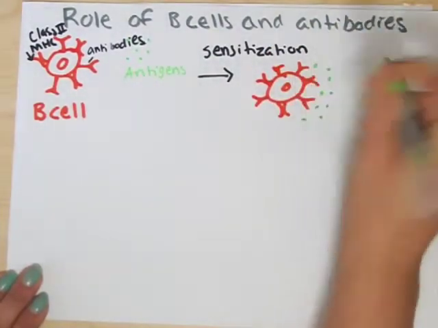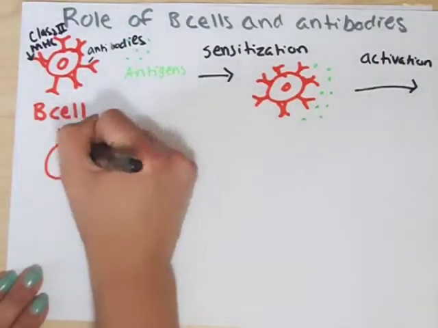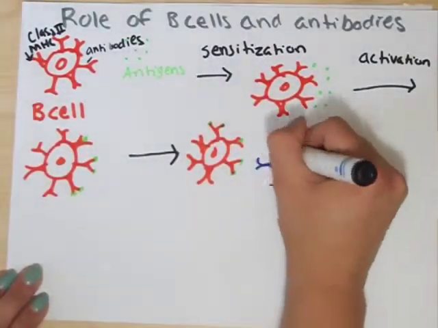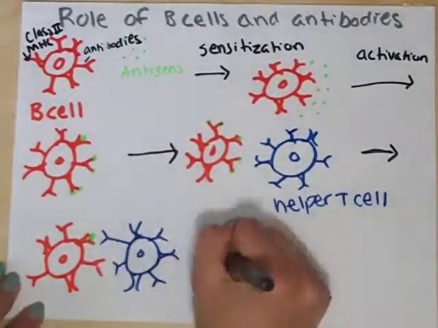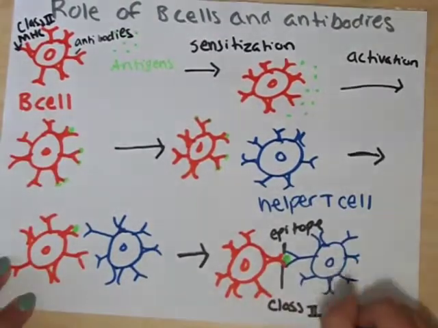The B cell then undergoes activation when it comes in contact with the helper T cell. The class II MHCs with the captured antigen will present it as an epitope to the helper T cell, which then has a specific T cell receptor that will dock and process the antigen.